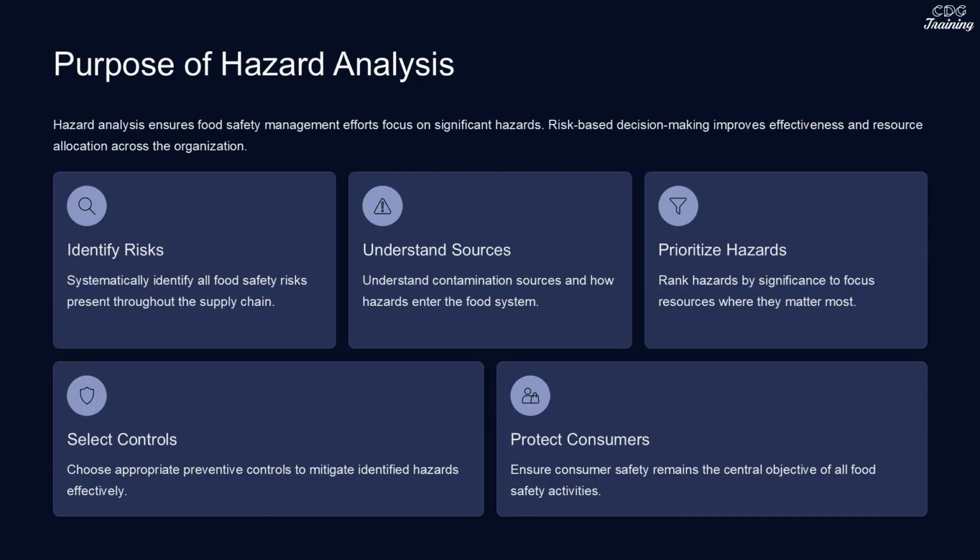Hazard analysis ensures food safety management efforts focus on significant hazards. Risk-based decision-making improves effectiveness and resource allocation across the organization. Systematically identify all food safety risks present throughout the supply chain. Understand their sources and how they enter the food system. Rank hazards by significance to focus resources where they matter most. Choose appropriate preventive controls to mitigate identified hazards effectively. Ensure consumer safety remains the central objective of all food safety activities.